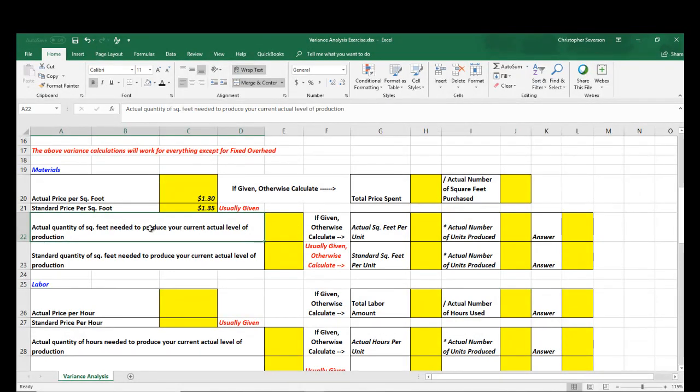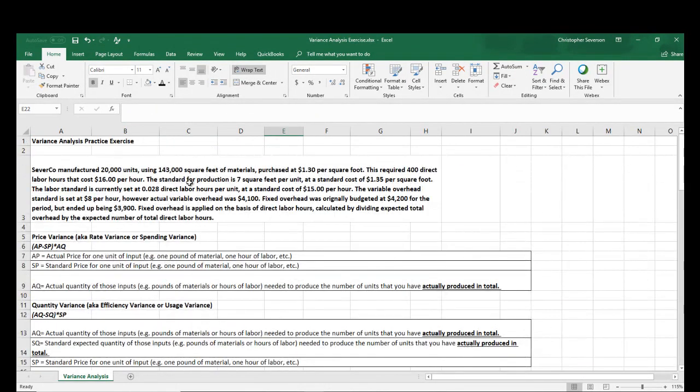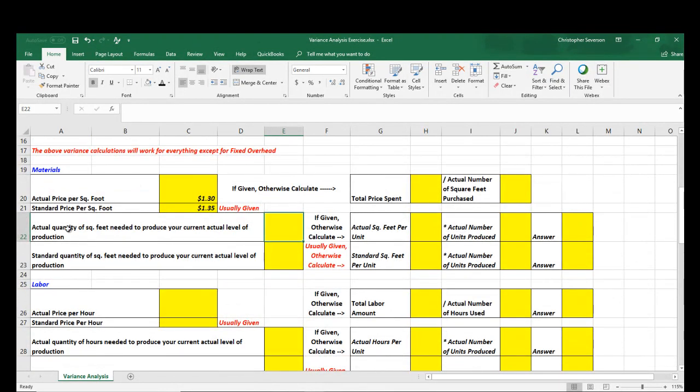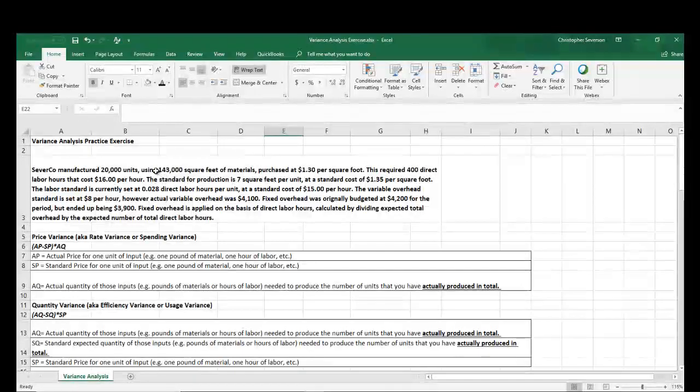Now let's take a look at the actual quantity of square feet needed to produce your current actual level of production. So we actually produced 20,000 units, and we want to know the actual quantity of square feet needed to produce the actual level of production. It tells us the actual quantity. We actually did use 143,000 square feet.